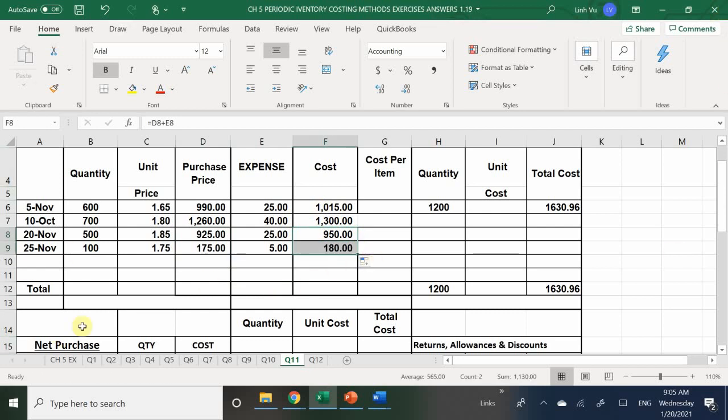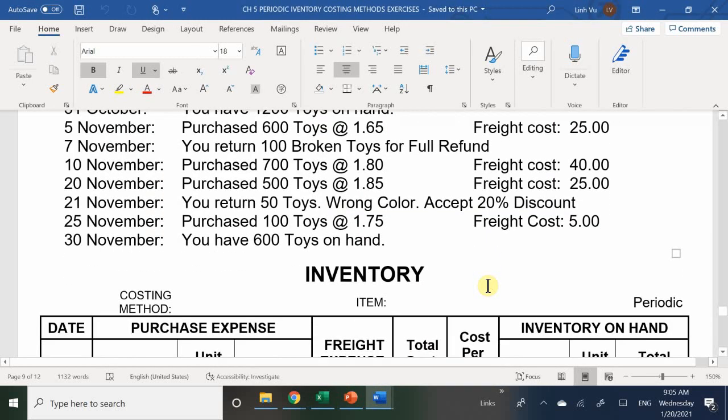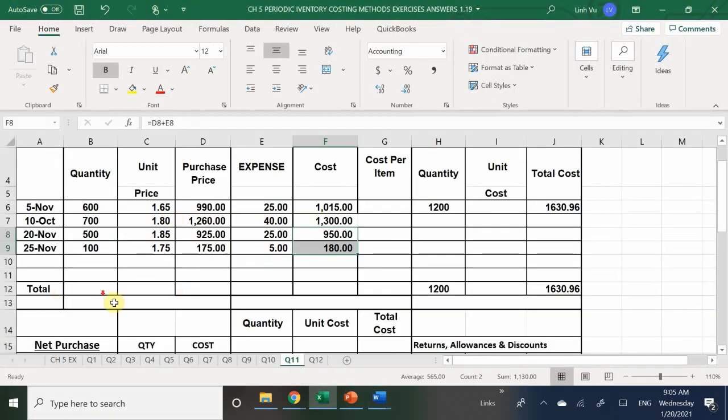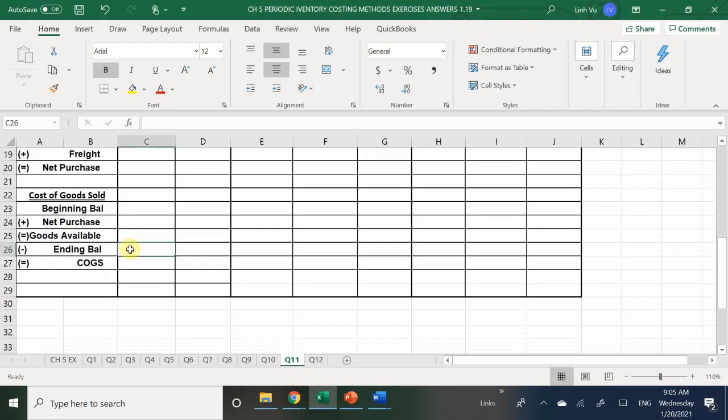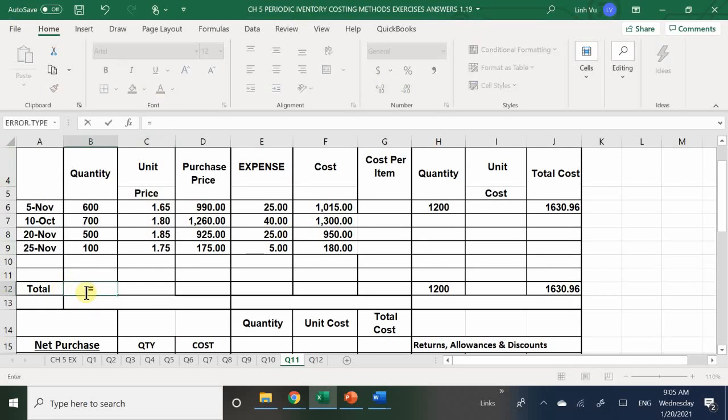Okay. And the last piece of information that we have here is that on November 30th, you have a total of 600 toys on hand. So that's an indicator that we're going to go down to the bottom, and right here we have 600 items on hand. So now let's go ahead and sum each column. So what's my total quantity that I purchased?